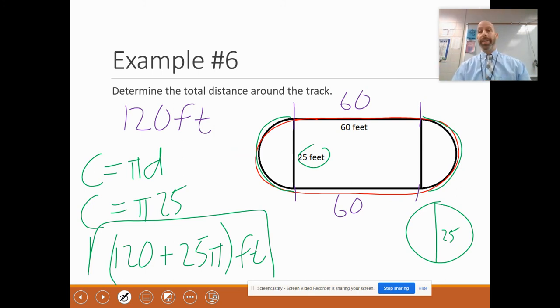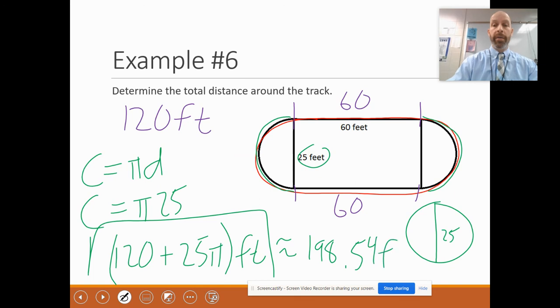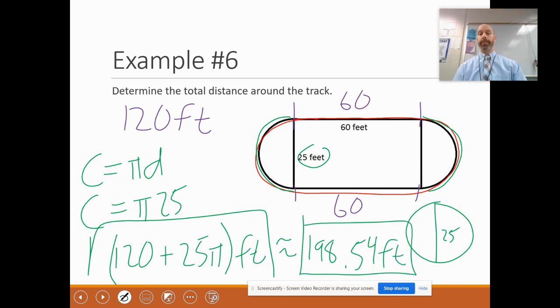Now, if you want to know what that is exactly, or not necessarily exactly, but as close as you can with a calculator, let's just go ahead and do that right now. 120 plus 25, and your calculator should have a pi button on it. Mine does. And I get this is approximately 198.54 feet. That would be the total distance around the track. This here is in terms of pi. This answer over here is the decimal approximation.